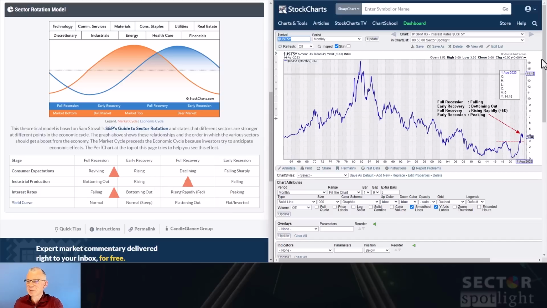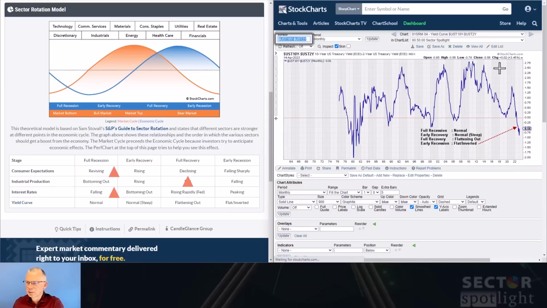Let's see what happens when we look at the yield curve. And the yield curve is right here. And there is no doubt about it. That is still inverted. So not even flattening out, it's inverted, not even flat. So that is definitely in an early recession. That puts the yield curve flat inverted right here.